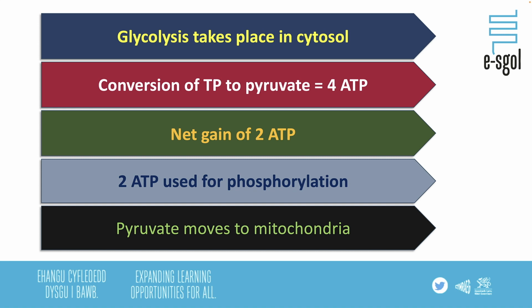This takes place in the cytosol of the cell. Glycolysis takes place in the cytosol. The conversion of TP to pyruvate produced 4 molecules of ATP. 2 molecules of ATP were used for phosphorylation of glucose in the first step. There is, therefore, a net gain of 2 ATP molecules in this stage of glycolysis. The pyruvate made at the end of glycolysis moves into the mitochondria for the next stage of aerobic respiration, which is termed the link reaction.